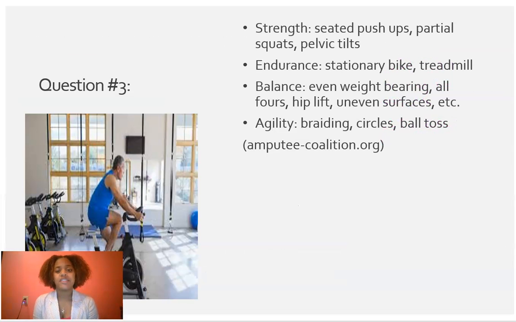Question number 3 answer. Strength: seated push-ups, partial squats, and pelvic tilts. Endurance: stationary bike, treadmill. Balance: even weight bearing, all fours, hip lift, and uneven surfaces, etc. Agility: braiding, circles, and ball tosses.